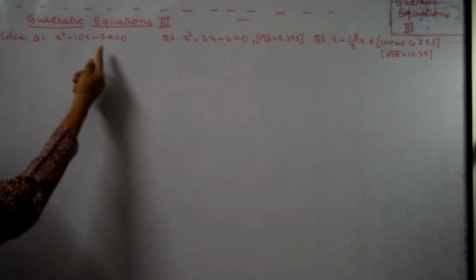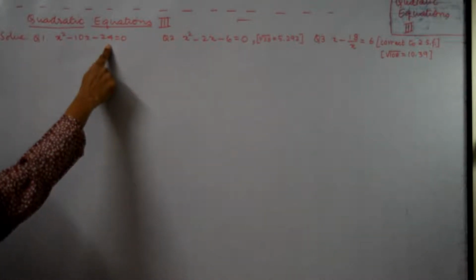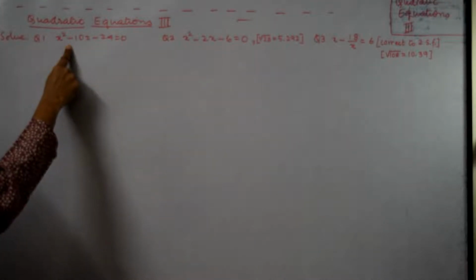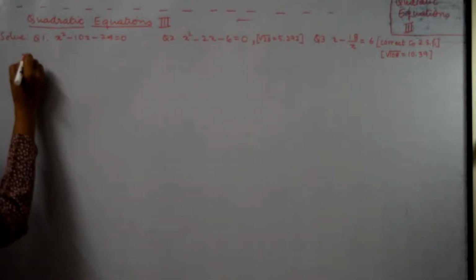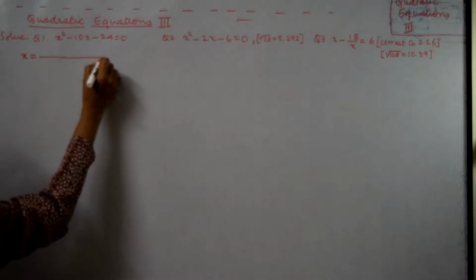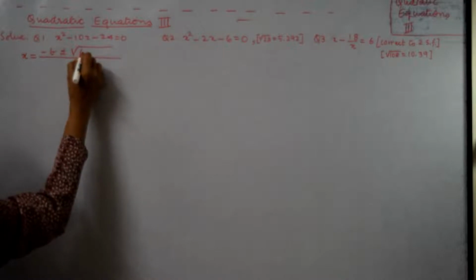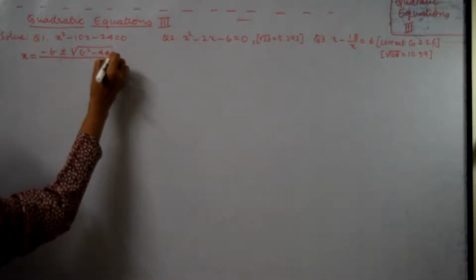Now, in this, by now you can realize that this has product equal to minus 24 and the difference is minus 10, and you can get your factors as minus 12 and plus 2 because 12 into 2 gives you 24. However, what we are going to do in this session is use the formula. The formula is given as x equal to minus b plus or minus root of b squared minus 4ac upon 2a.